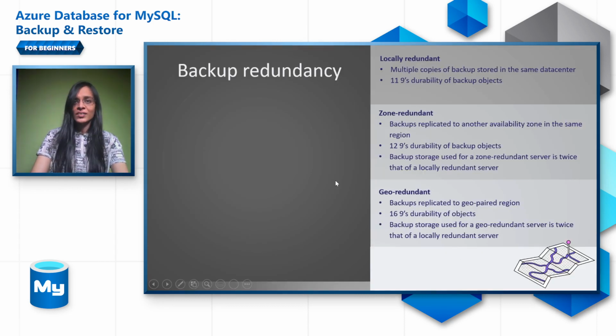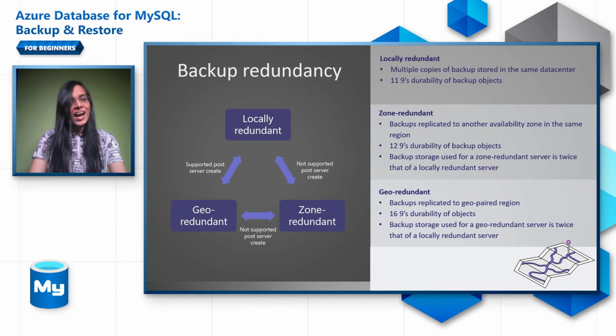Now that we've seen all the 3 different types and how to configure them during a server creation, let's have a quick look at how to navigate between the 3 post a server creation. As of date, you can move between locally redundant and geo-redundant post a server create by logging into the Azure portal, opening the overview page of the server, heading to the compute plus storage section and enabling or disabling the geo-redundancy options. Other switches or other movements between locally redundant, geo-redundant to zone redundant is currently not supported.